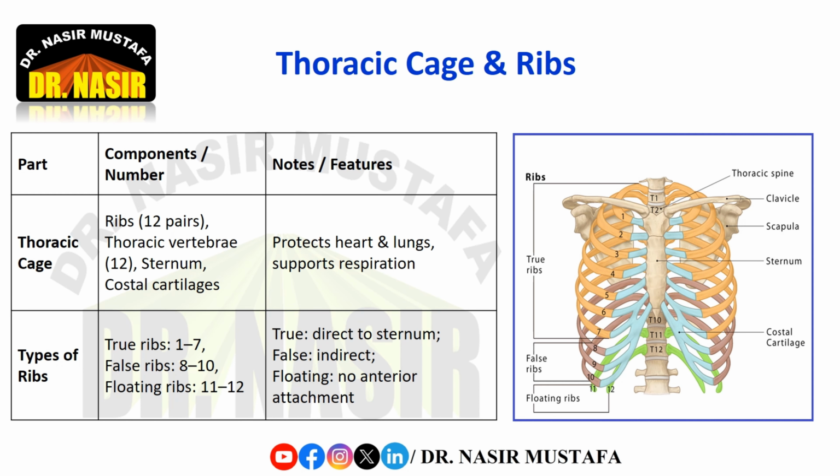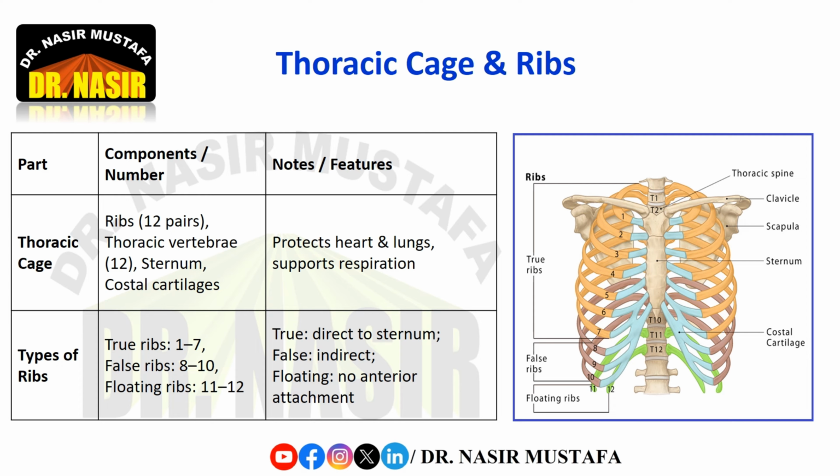Thoracic cage and types of ribs. The thoracic cage plays a vital role in protecting the heart and lungs while also supporting the process of respiration. The ribs are classified into 3 groups. The first 7 pairs are called true ribs because they attach directly to the sternum through their own costal cartilages.